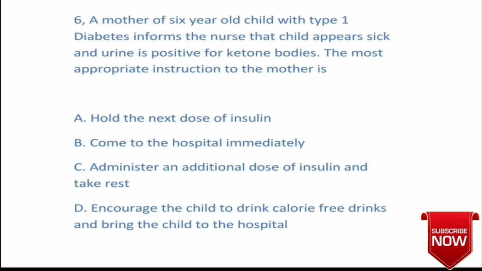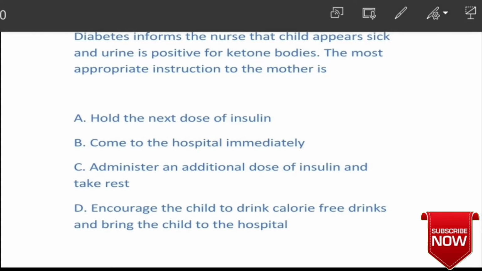A mother of a 6-year-old child with type 1 diabetes informed the nurse that the child appears sick and urine is positive for ketone bodies. The most appropriate instruction to the mother is option A, hold the next dose of insulin; option B, come to hospital immediately; option C, administer an additional dose of insulin and take rest; option D, encourage the child to drink calorie-free drinks and bring the child to hospital.